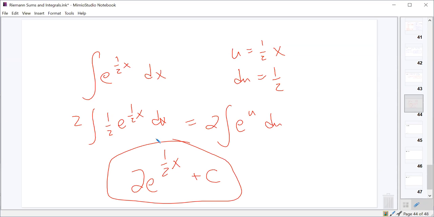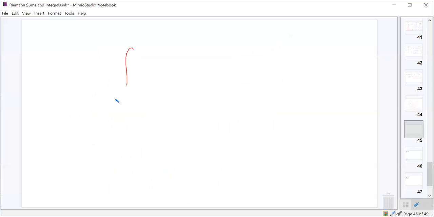These fairly simple one-step u substitutions are pretty easy ones. You really are going to want to practice those and get good enough at them that you can just do them all in your head. So that when I ask you what's the integral of e to the 1/2 x, you'll just tell me that's 2 e to the 1/2 x. Or if I say, what's the integral of e to the 5x dx, you'll just tell me that it is 1/5 e to the 5x plus c.